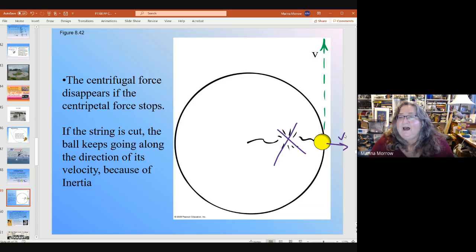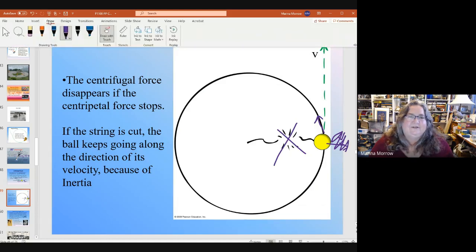outwards. And all it has is its leftover velocity, because if it was moving around the circle, now it's moving in a straight line. So it no longer follows a circle because there's no force to make it go that direction. There's no force pushing it outward. So it just goes straight.